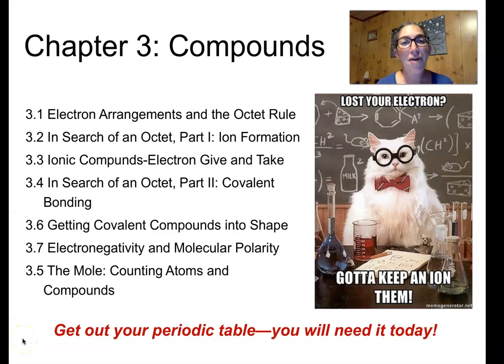Hi everyone, and welcome to Chapter 3 lecture for Chem 100, which is all about compounds, which is what happens when we take elements and we combine them and chemically bond them together. So there's two types of chemical bonds that we'll learn about, ionic and covalent.